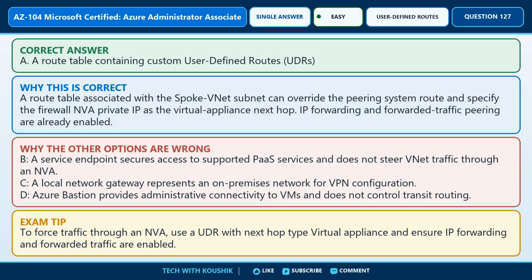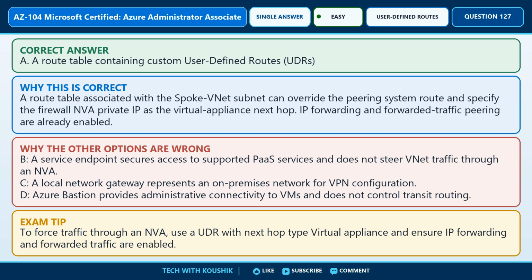In this case, select Option A, a route table containing custom user-defined routes, UDRs. The key reason is a route table associated with the Spoke VNet subnet can override the peering system route and specify the Firewall NVA private IP as the virtual appliance next hop. IP forwarding and forwarded traffic peering are already enabled.